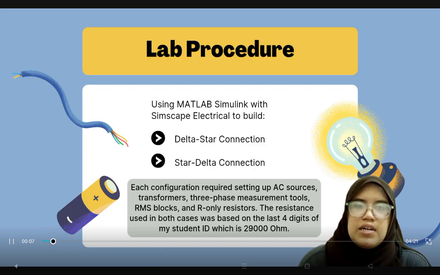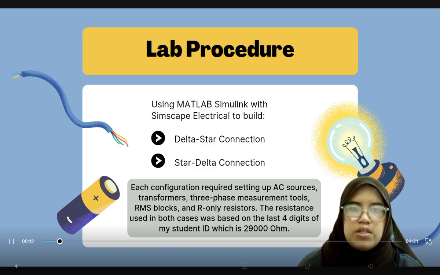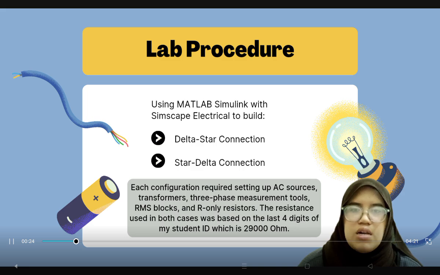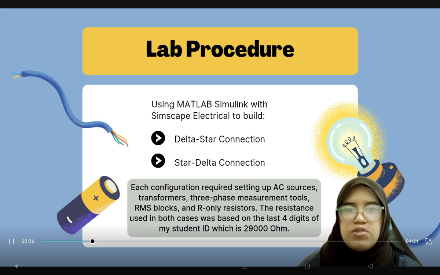Firstly, for the procedure, I use MATLAB Simulink with Simscape Electrical to do two different connection setups, which are delta-star connection and also star-delta connection. For each configuration, I required setting up AC sources, transformers, three-phase measurement tools, RMS blocks, and R-only resistor. The resistance used in both cases was based on the last 4 digits of my student ID, which is F54224029. So the resistor is 29,000 ohm.